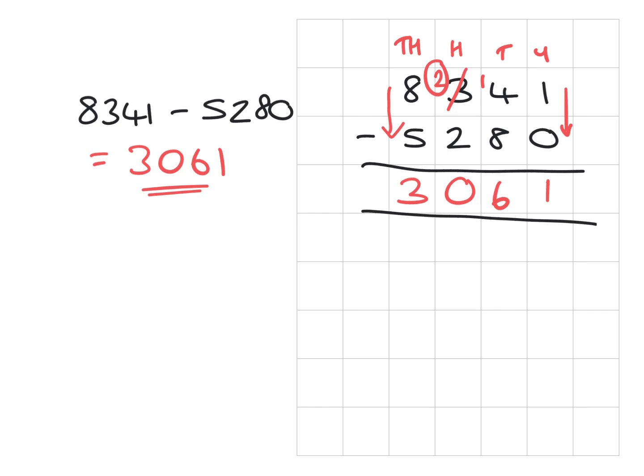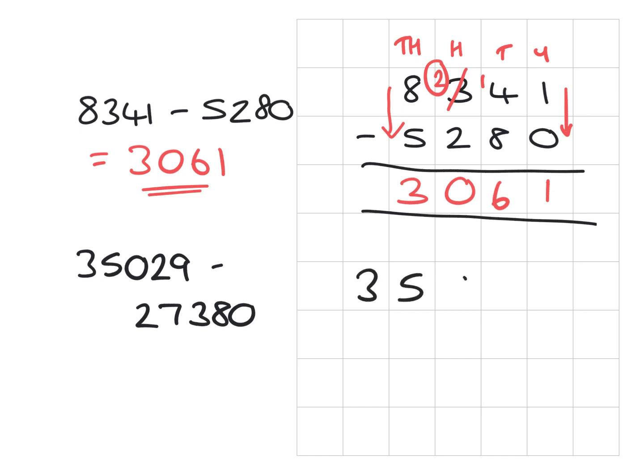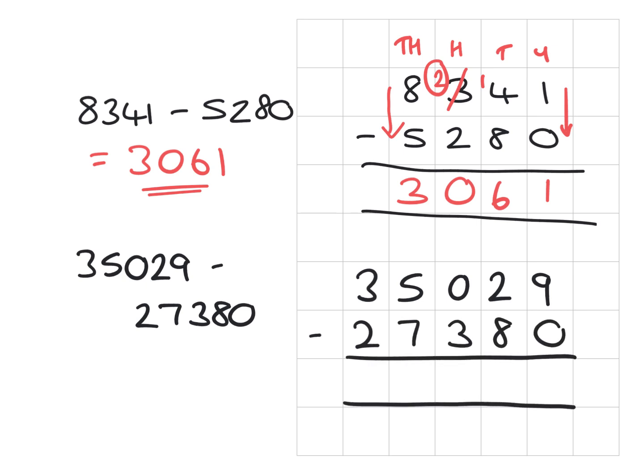Okay, on to the second example now. So if I take 35,029, and I'm going to subtract from that 27,380. So I'm going to place that into the columns over here. So 35,029. I'm going to subtract 27,380. So here we go. Units first.